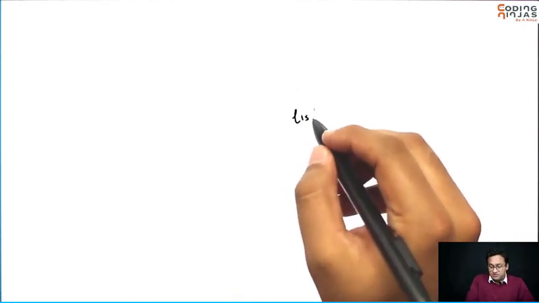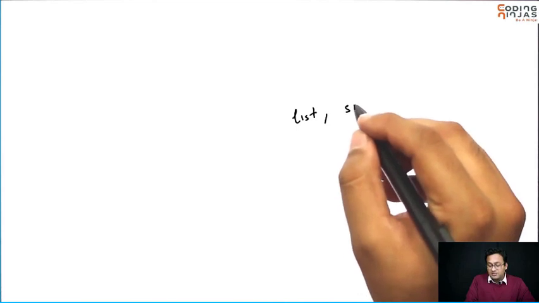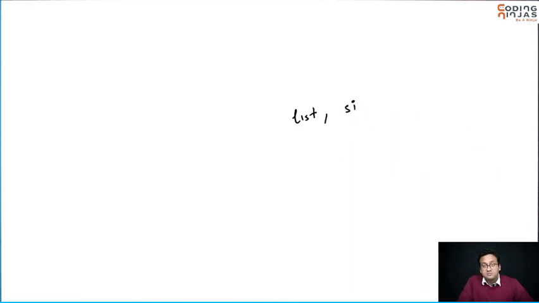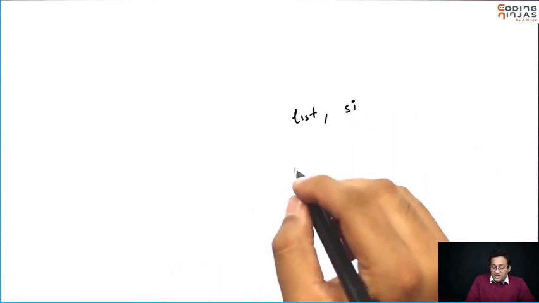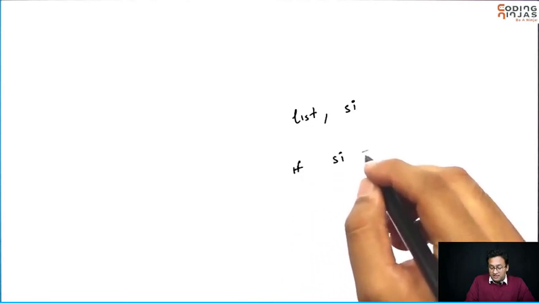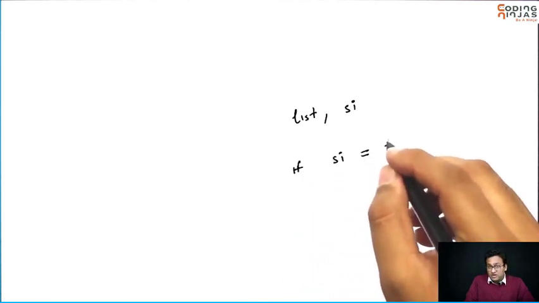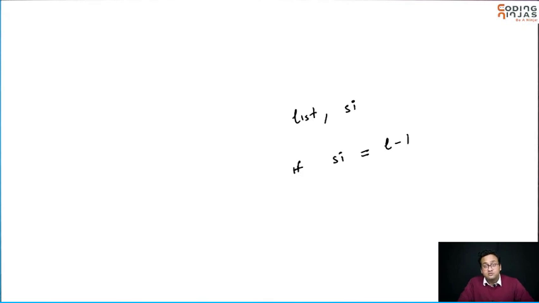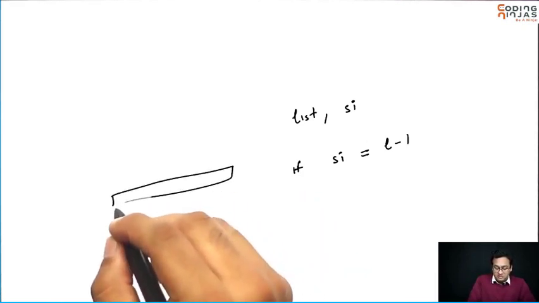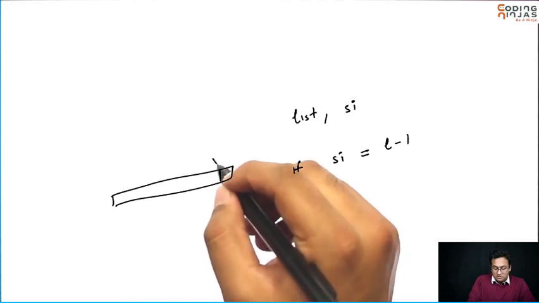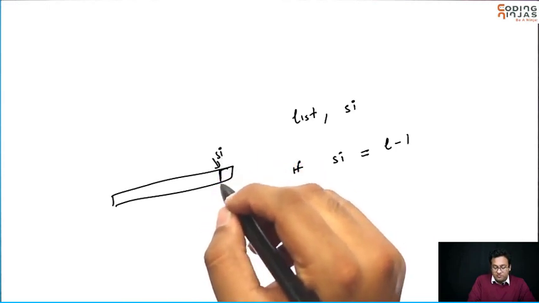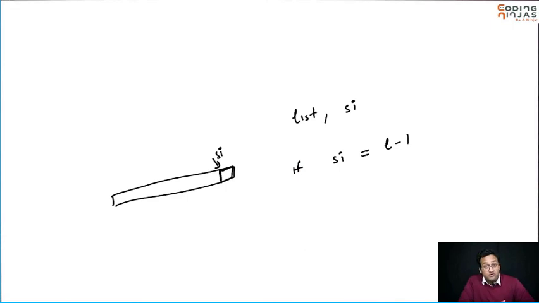So now my function is going to get a list and it's also going to get a start index. In case your start index is equal to length minus 1, what does this mean? This basically means start index is here. I just have one element left. And in case you have one element left, it's sorted, right? You don't have to worry about it.